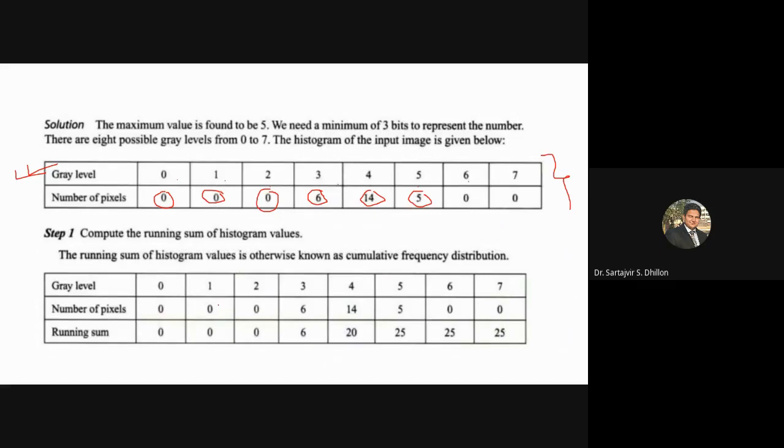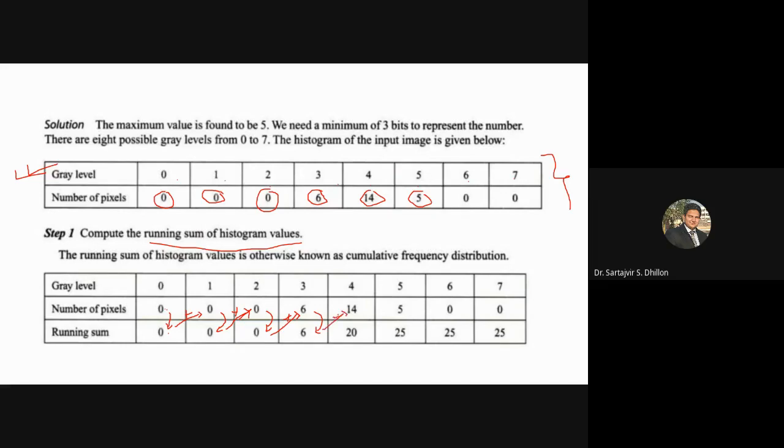Now we have to calculate the running sum of the histogram values. What is the meaning of a running sum? You can do it very easily. First, you simply put the first value here. If 0 is there, you simply put 0. Now you add these two values, 0 plus 0, which is again 0. Add these two values, 0 plus 0, you get 0. Now add 0 plus 6, which is 6.